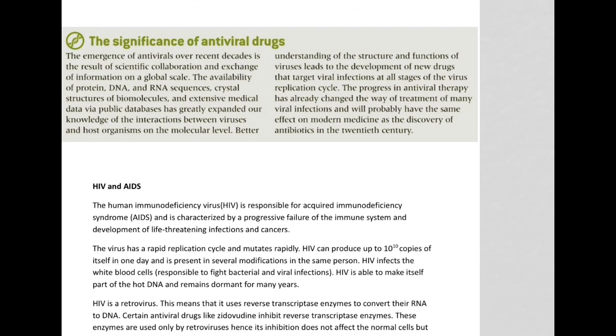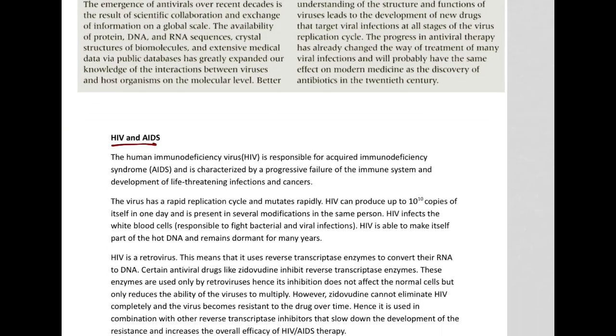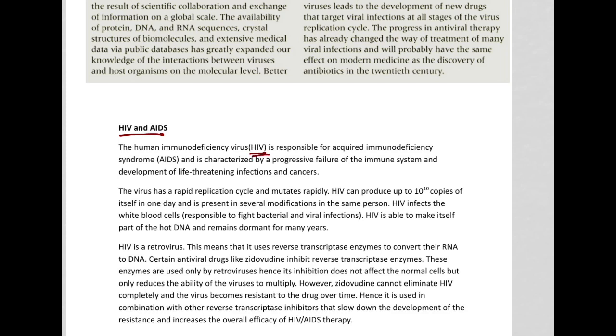Let's see the last part of this topic, which is about HIV and AIDS. So HIV is a virus, the human immunodeficiency virus, and HIV is going to cause AIDS. A person can have the virus inside the body, a person can have HIV, but not necessarily have AIDS.